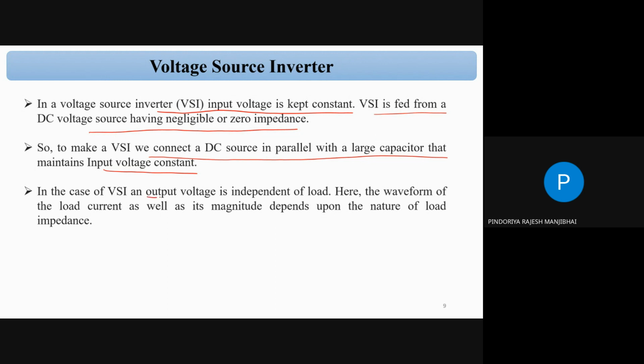In the case of the VSI, output voltage is independent of the load. Here, the waveform of the load current as well as the magnitude depend on the nature of the load impedance. Maybe that is an inductive load, maybe a capacitive load, or maybe a resistive load. And we know the inductive, capacitive, and resistive loads give lagging, leading, and unity power factor, correct? So based on the load, the load current varies.